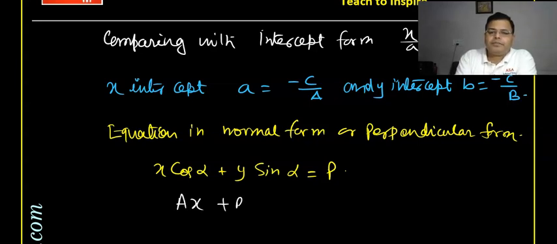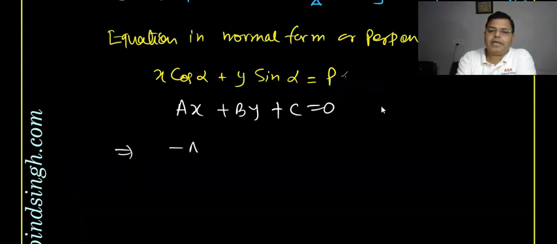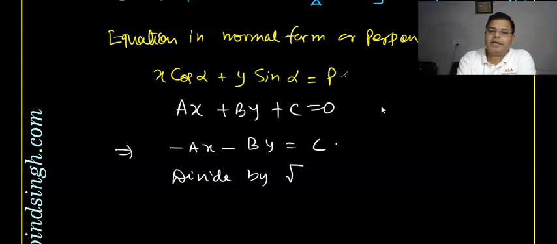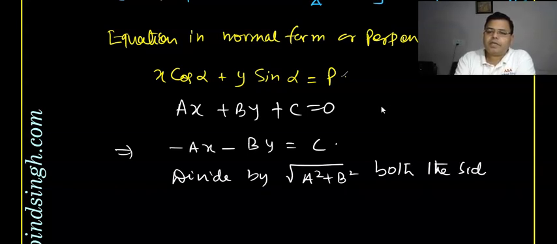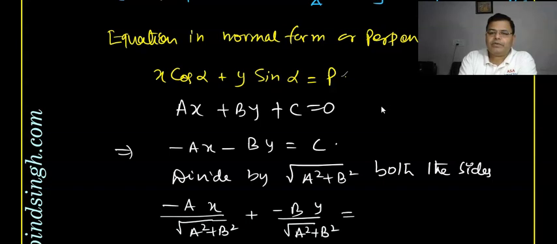Ax plus By plus C is equal to 0. Keeping C as positive, because p is the length of the perpendicular and length cannot be negative. So keeping this positive, we can write minus Ax minus By is equal to C. Dividing both sides by under root A square plus B square, we have minus A upon under root A square plus B square times x, minus B upon under root A square plus B square times y, is equal to C upon under root A square plus B square.